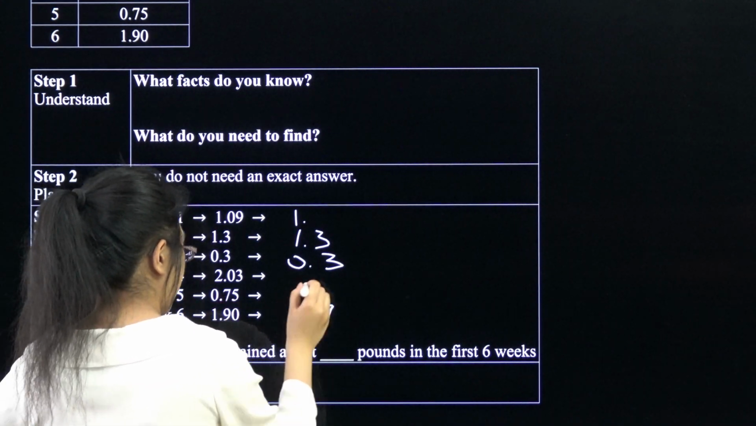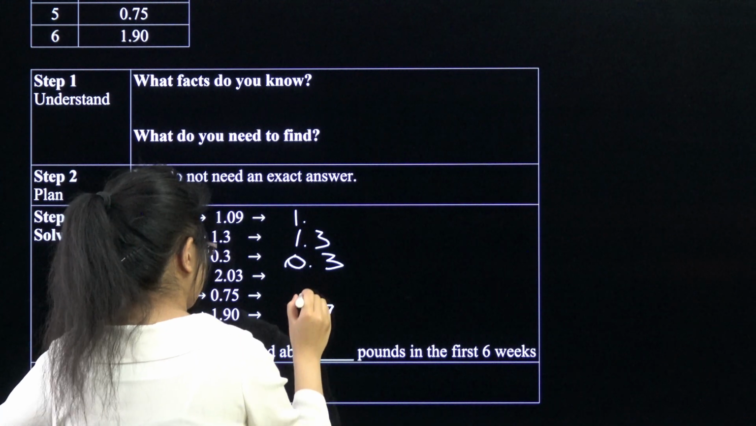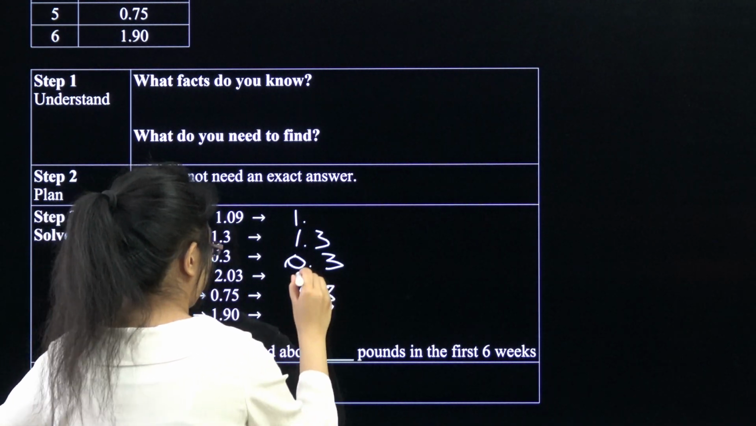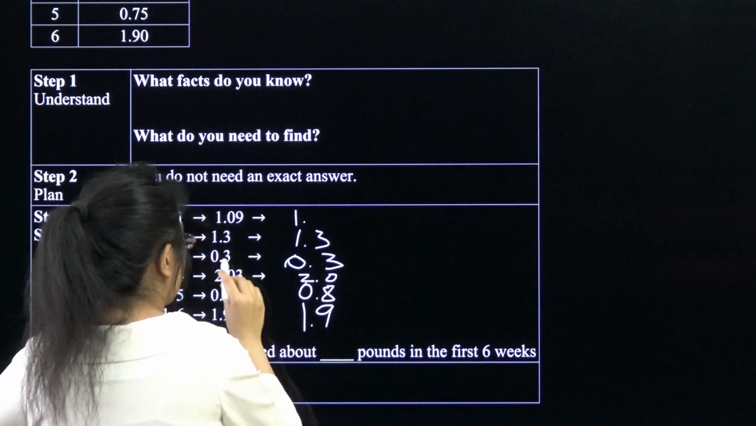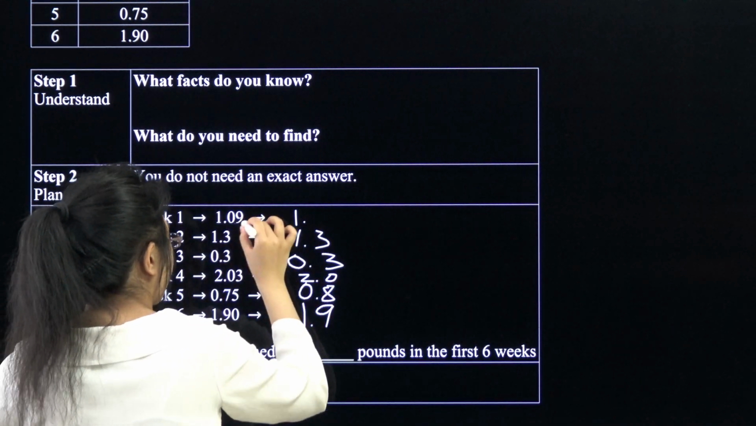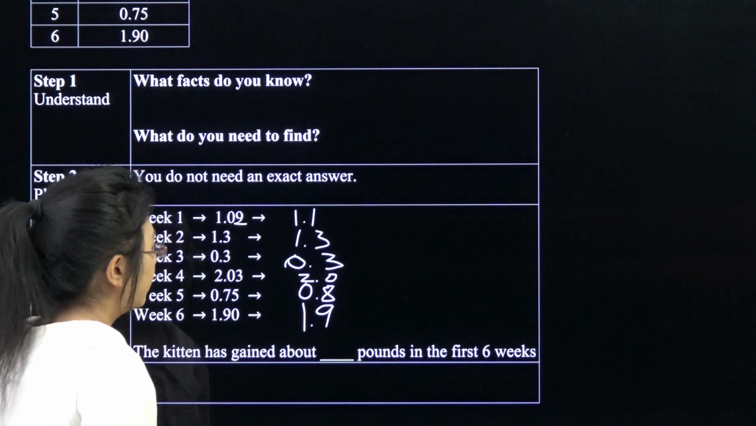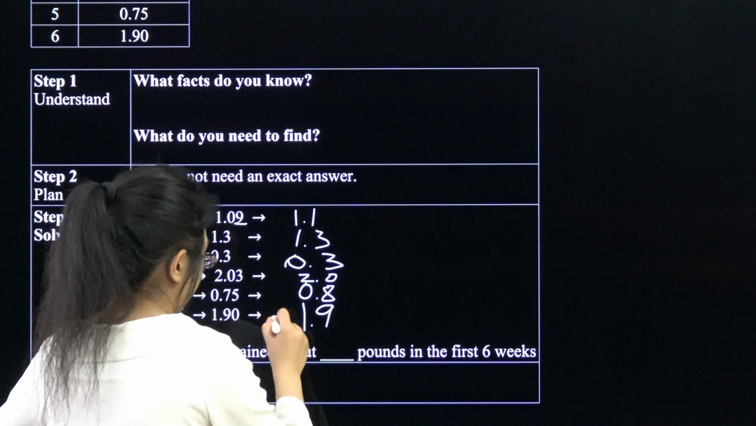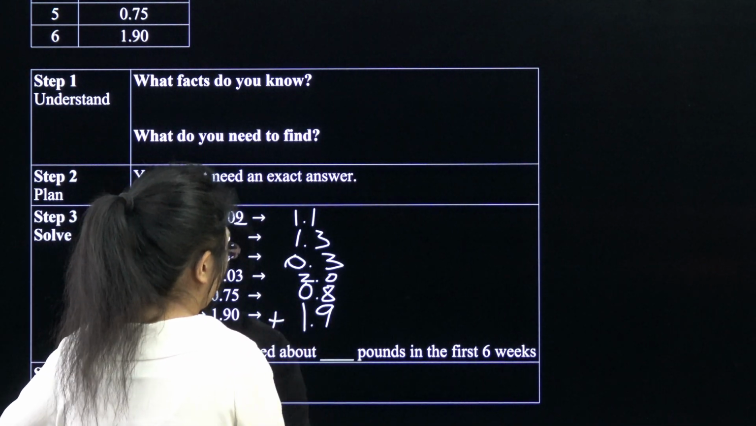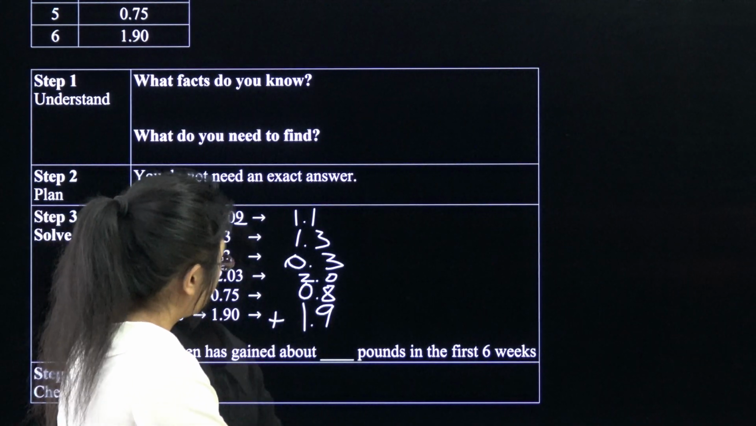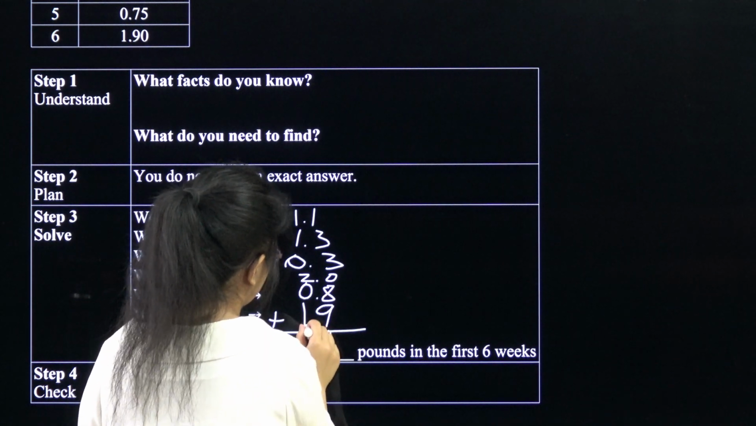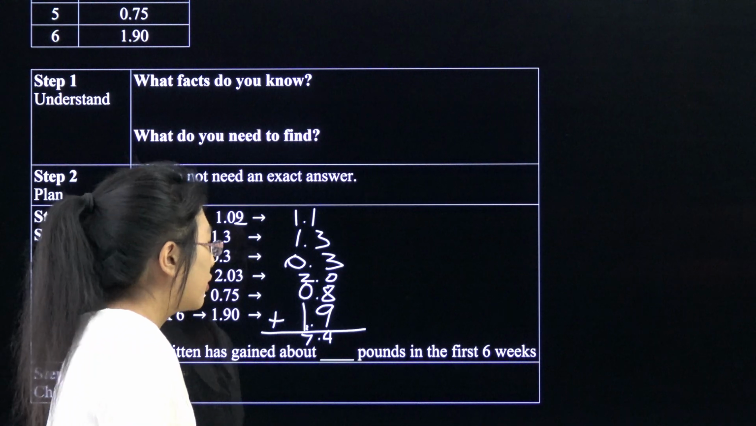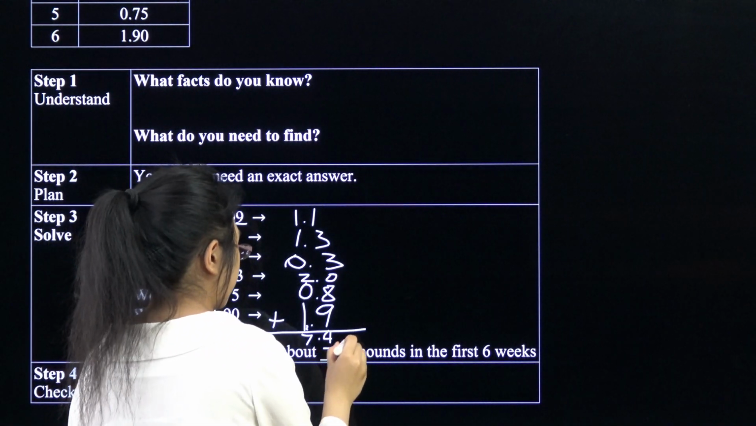Here we have 7, 5, 5 rounds up, so that'd be 0.8. Here 3 rounds down, that'd just be 2.0. Here 9 rounds up, 1.1. Which we get after we add them all up. It's, the kitten gained about 7.4 pounds in the first 6 weeks.